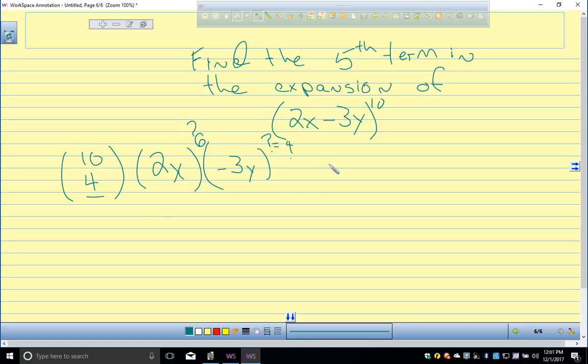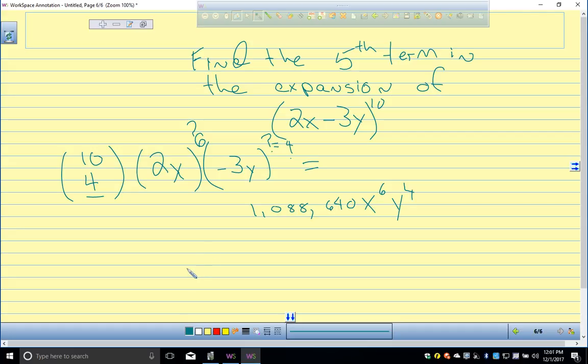So then I could do it all out and figure out the math. It's going to be a positive number because you're taking negative 3 and raising it to the 4th power, and you're taking 2 and raising it to the 6th power. It's going to be some huge number. But if I did do it all out, I would get 1,088,640 x to the 6, y to the 4th. And if you don't believe me, you can figure that out for yourself.